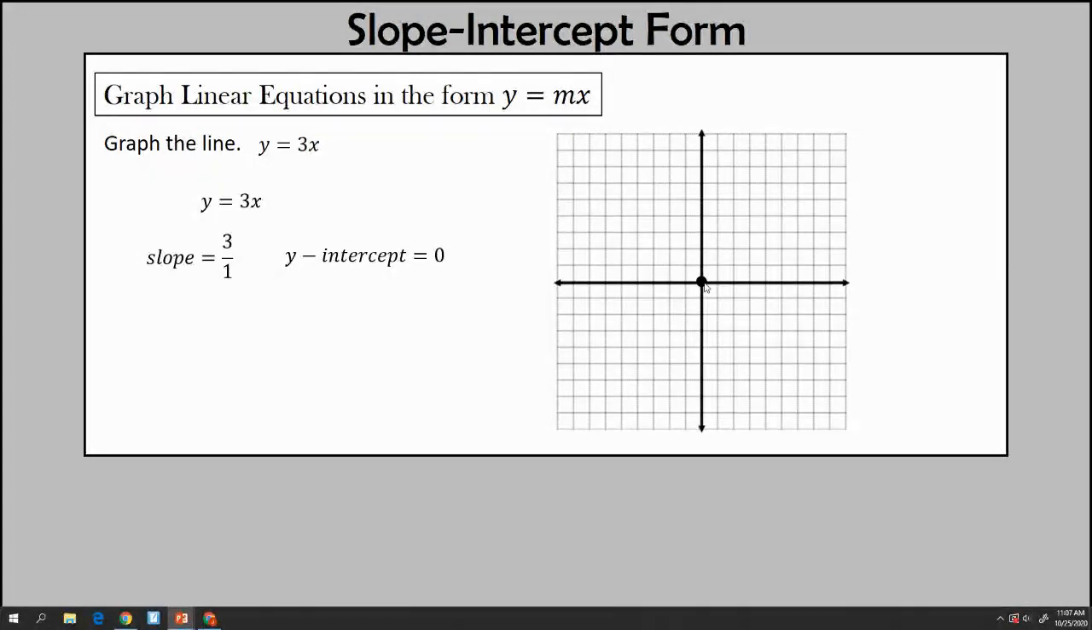And then this is a point that's on the line, 0. Now I'm going to go from there, rise of 3, run of 1, and that takes me to another point, and I can draw a line through that. Okay.